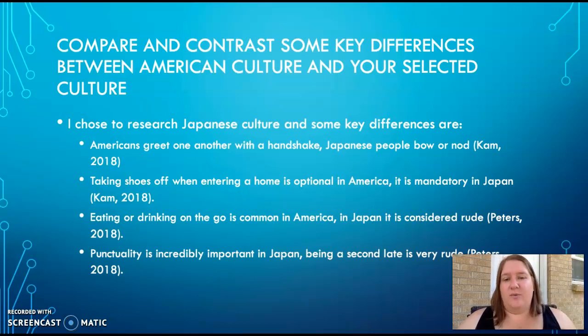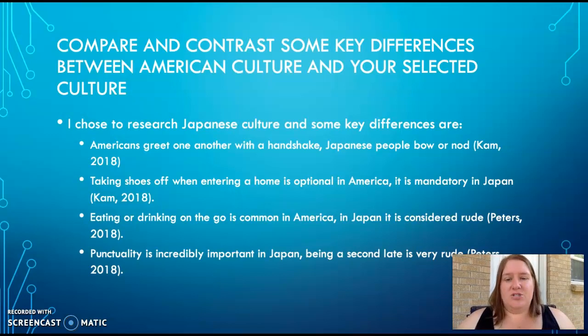So in America, when we enter someone's home, it's optional whether or not they would like us to remove our shoes. But in Japan, it's mandatory, and that is similar to in Thailand as well. It's mandatory to take off your shoes when entering a home or a business or a temple, anything like that. You have to take off your shoes if you're entering a building.